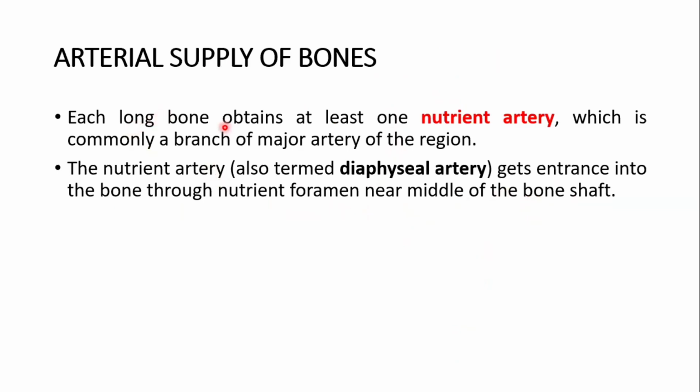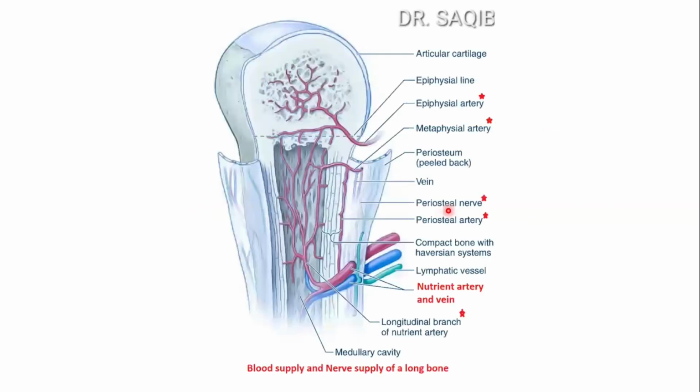Arterial supply: each long bone obtains at least one nutrient artery, which is commonly a branch of the major artery of the region. The nutrient artery, also termed the diaphyseal artery, enters into the bone through the nutrient foramen near the middle of the bone shaft.